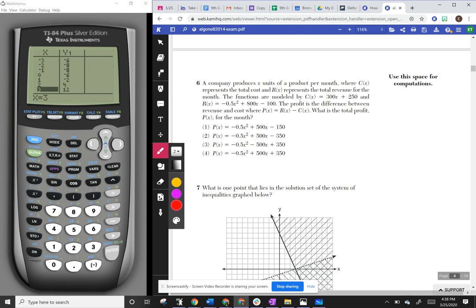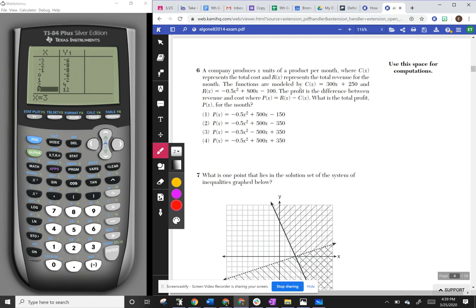The profit is the difference between revenue and cost, where P of x equals R of x minus C of x. So what's the total profit for the month? This is a very long-worded question, and it's just asking you to do a bit of subtraction. We know that R of x is this function here. We also know that C of x is this function.